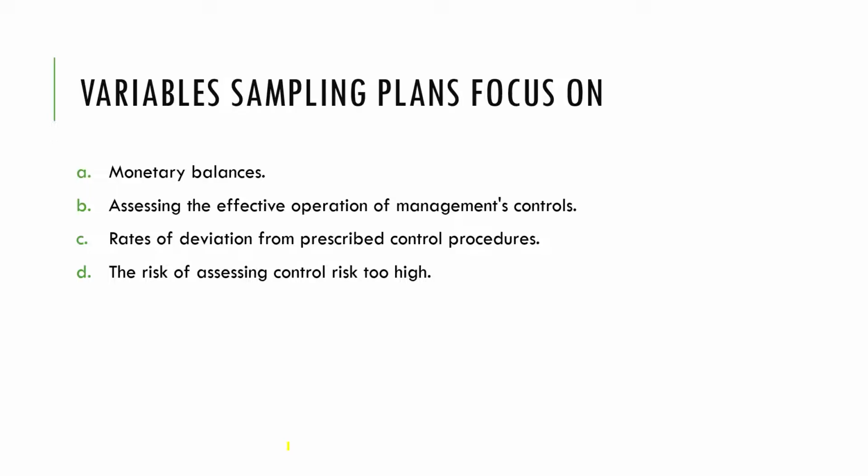Next, we talk about variable sampling plan. Variable sampling would, of course, refer to substantive testing. So, therefore, it will refer to letter A, monetary balances, letter B, assessing the effective operation of controls, letter C, rates of deviation, or delta, the risk of assessing control risk too high. I think you would already notice Bravo, Charlie, and Delta all refer to attribute sampling or test of controls. So, variable sampling here is alpha.